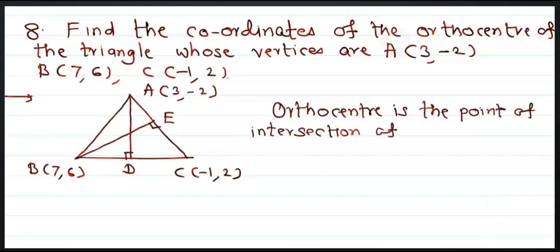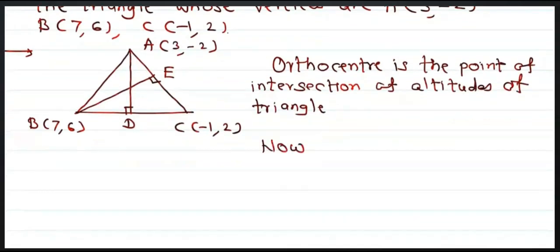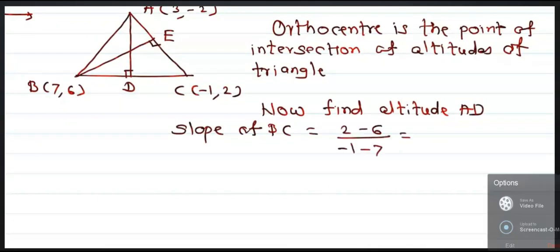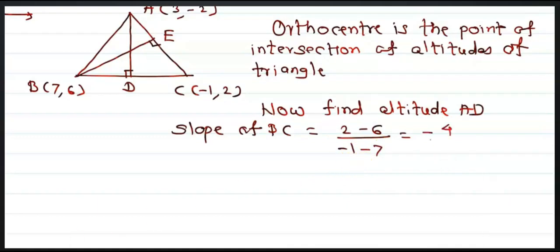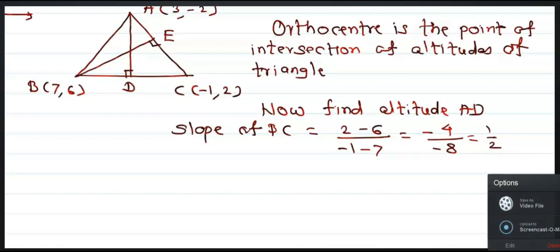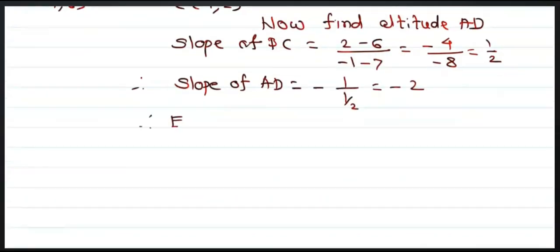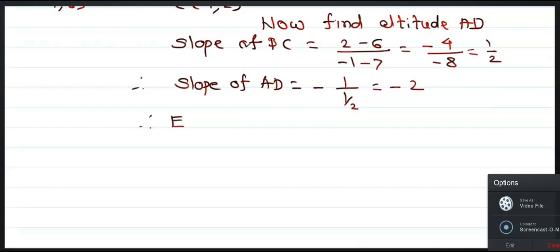Point of intersection of the altitudes of the triangle. Now find the altitude AD, the equation of the altitude. For that, the slope of BC is 2 minus 6 upon minus 1 minus 7, and you will get minus 4 upon minus 8, and that is equals to 1 upon 2. Now the slope of AD is the negative reciprocal, that is minus 1 upon 1 upon 2, and that is equals to minus 2.